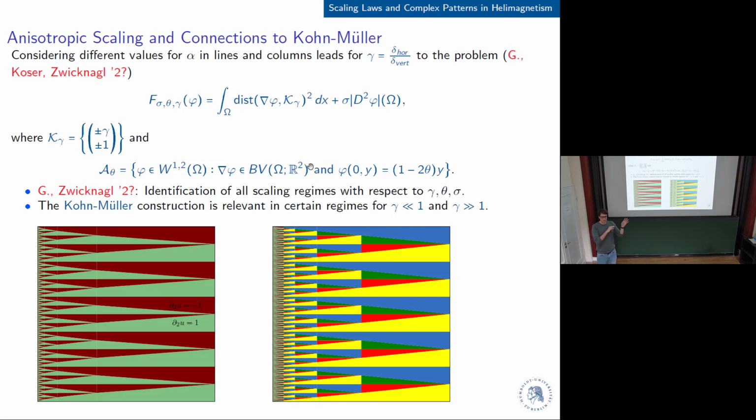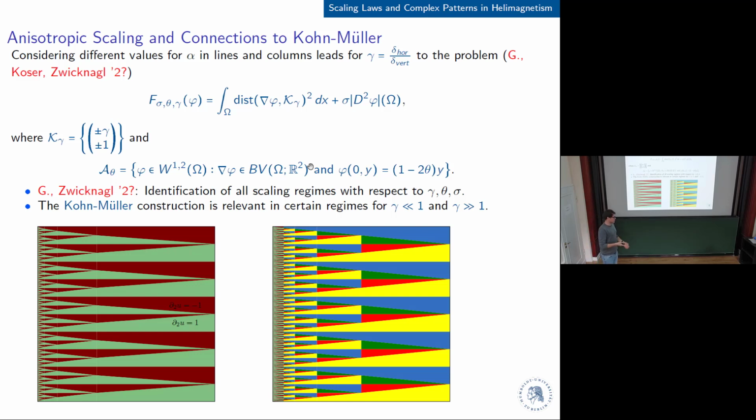Go back to the discrete model. There was this prefactor alpha, right? And this was the prefactor for the nearest neighbor interaction of the spins. This prefactor was essentially chosen the same for the rows and the columns. But of course, you can use different ones for the rows and the columns.